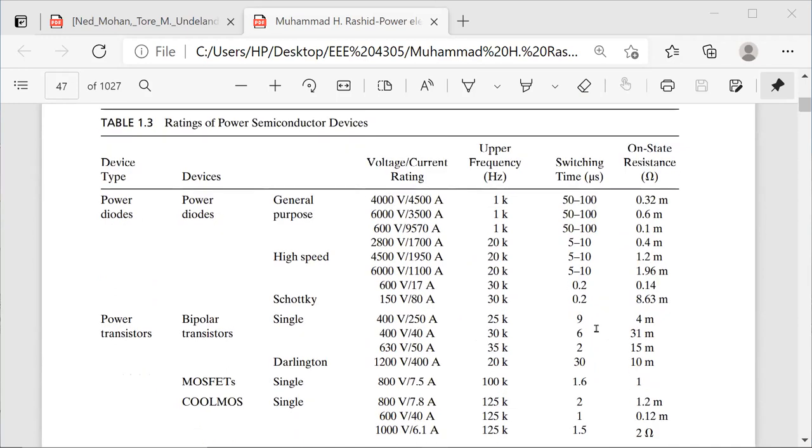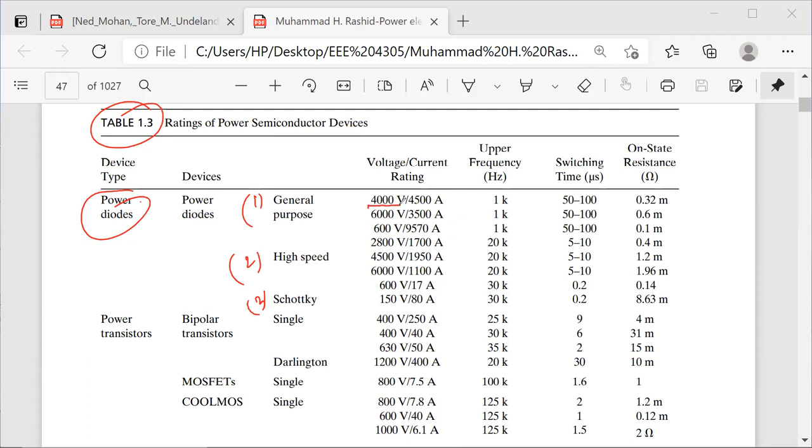So now let us have a look at Table 1.3. This one is from Rashid's book. There are three types of diodes: one, two, and three. So this is the power diode. Power diode means it will carry a voltage.